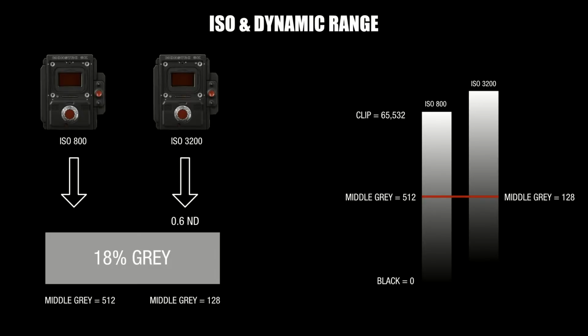We can change the distribution of those code values. So 800 ISO will be having a hypothetical middle gray point of around 512. But we want 2 more stops of highlight protection. So how are we going to achieve that? Because just changing the ISO won't do that, because we're just going to get a brighter image. So ISO 3200, 2 stops brighter, and then add 2 stops of ND. And you can see on the right-hand side that the distribution of those code values has now changed. And we've got 2 more stops of highlight protection.